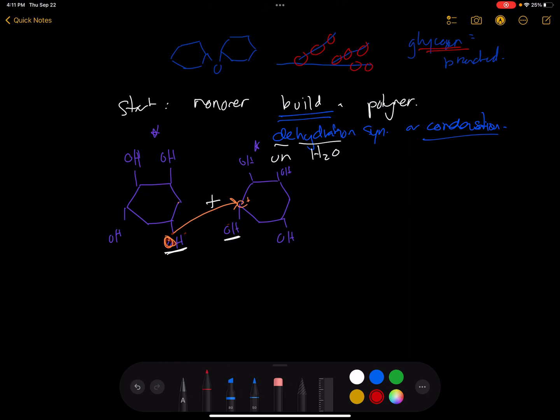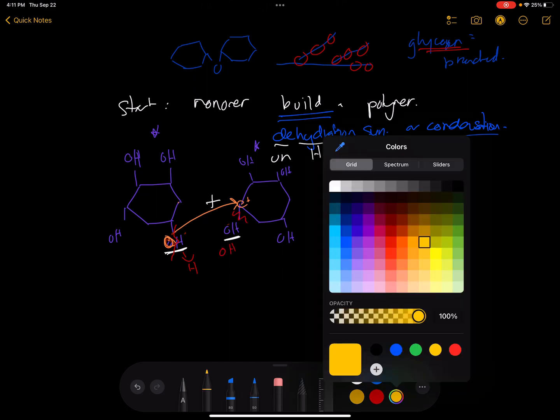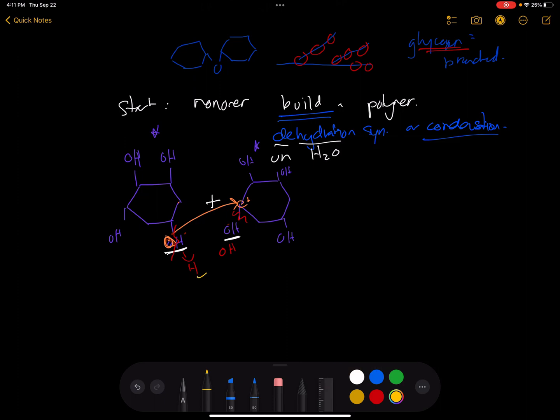Well, if he hooks up with him, that means the bond right here gets broken with the H, and then this bond right here gets broken with the OH. And if I add those two together, H and OH, that gives me H2O. So I just made water. And now that I've made water, I'm just going to join these two molecules together.